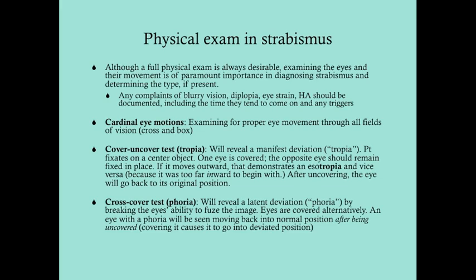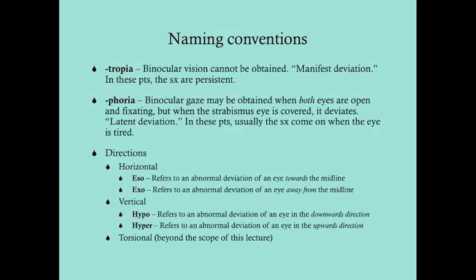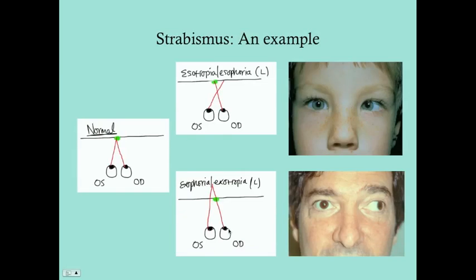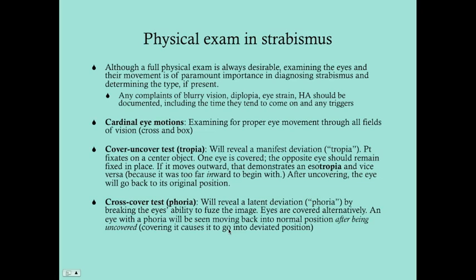So first thing we want to do is observe the cardinal eye motions. And the cardinal eye motions are just like we saw back here. These are your cardinal eye motions: looking up, looking down, looking left, looking right, looking straight ahead, looking up into the left, up into the right, down into the left, down into the right. So you can do that by just doing your cross and your box and having the patient look in all cardinal directions, making sure that those eyes are moving with each other and at the same degree.